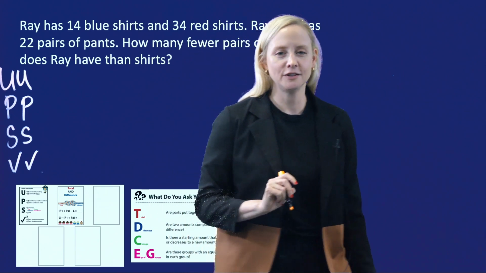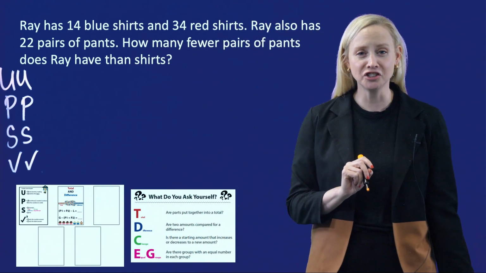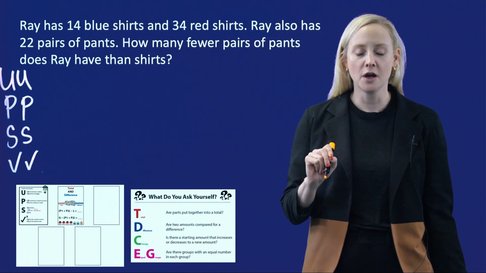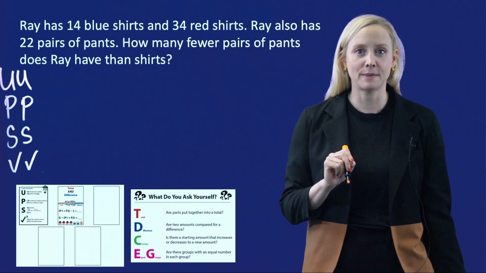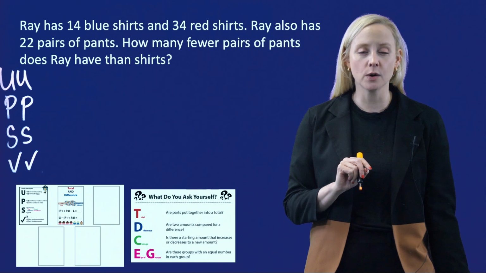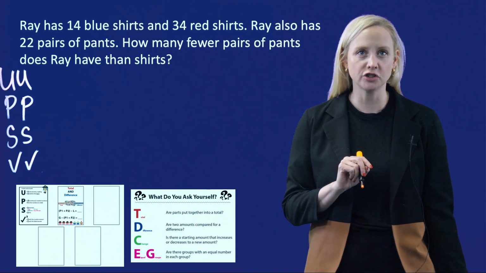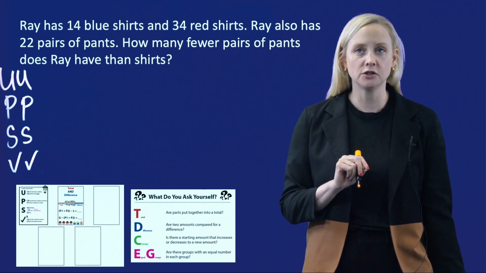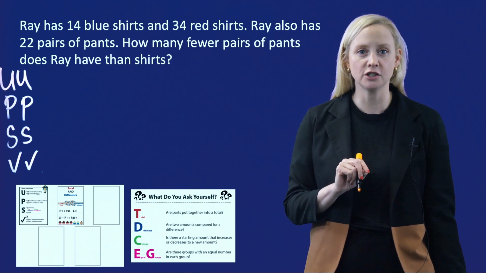Now that I have written UUPPSS check check, let's get started with our U. Our U stands for understand by reading. So let's read the problem. It says, Ray has 14 blue shirts and 34 red shirts. Ray also has 22 pairs of pants. How many fewer pairs of pants does Ray have than shirts?